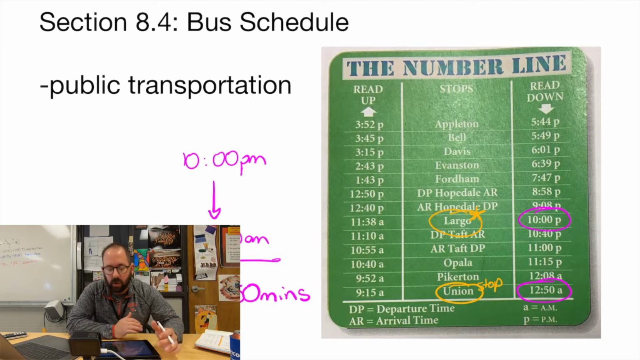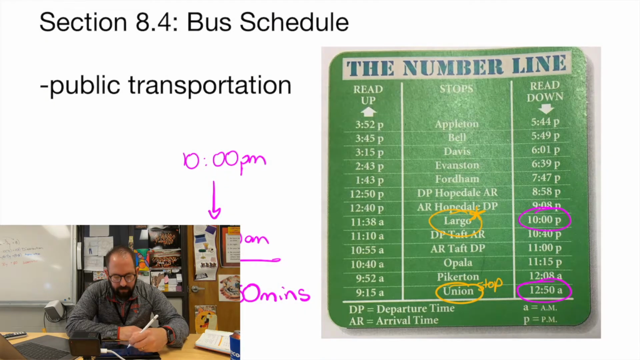Now, if you don't like doing that, you could change this to military time. So military time, if you're in the afternoon, you change it to 2400, or you add 12 to your items. If you're in the morning, you change it to zeros, or just keep the numbers. So 12:50 a.m. is technically 0:50 hours in military time, and 10 p.m. is technically 2200.